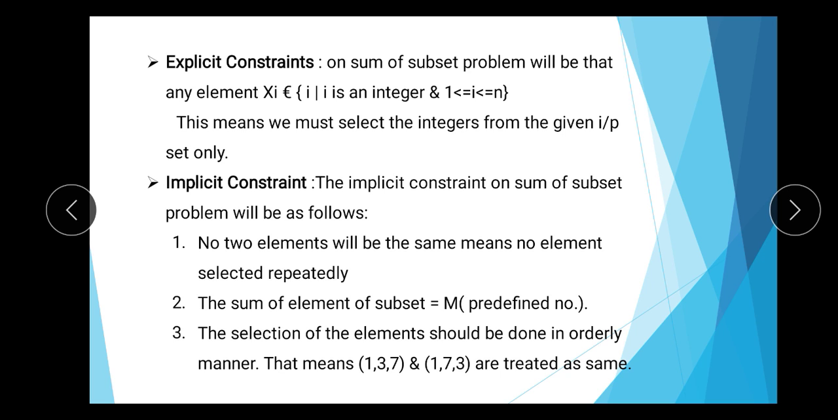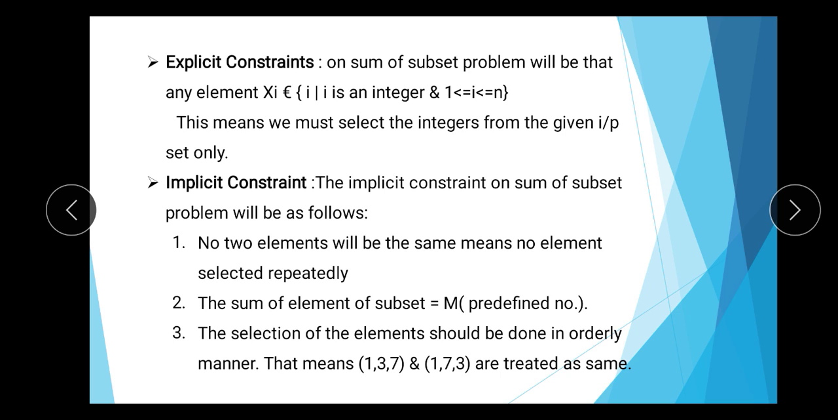Next constraint is the implicit constraint. The implicit constraints on the sum of subset problem are as follows. The implicit constraint says that no two elements will be the same, meaning no element is selected repeatedly. If we select one element in the first subset, then it will not be repeated in the second subset. This is the first implicit constraint. The second one: the sum of the elements of the subset should be equal to m, that is some predefined number. Whenever we choose elements from the given input set to form the subset, after forming that subset, the sum of the elements of that subset should be equal to the predefined value m. This is the second implicit constraint.